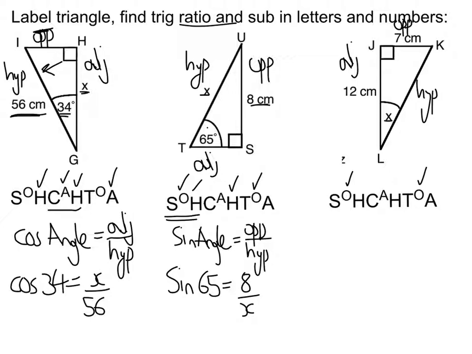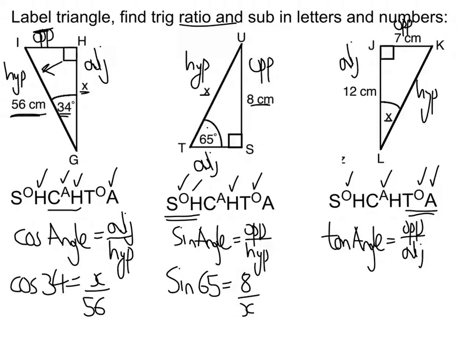I don't know about the hypotenuse, but I do know about the adjacent, so I tick the A's. Now this time the two ticks together are on the last one, the TOA. And TOA stands for tan angle is equal to op over adj.